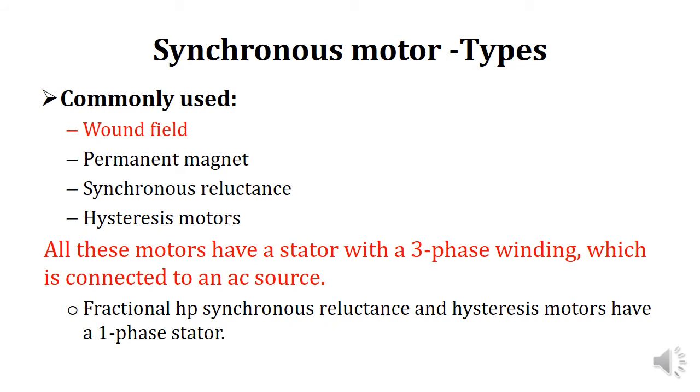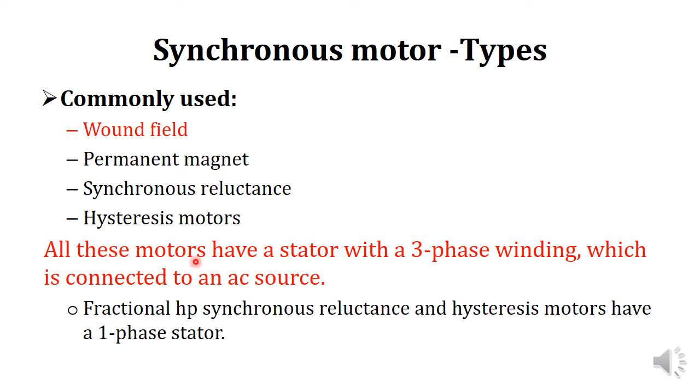Synchronous motor types. The commonly used synchronous motors are wound field synchronous motor, because the wound field synchronous motors are the synchronous motors with a field winding, and the field winding will be supplied from a separate power supply. Second one is permanent magnet synchronous motor, synchronous reluctance motor, and hysteresis motor. So in this module we will be discussing wound field synchronous motors and especially permanent magnet synchronous motor drives.